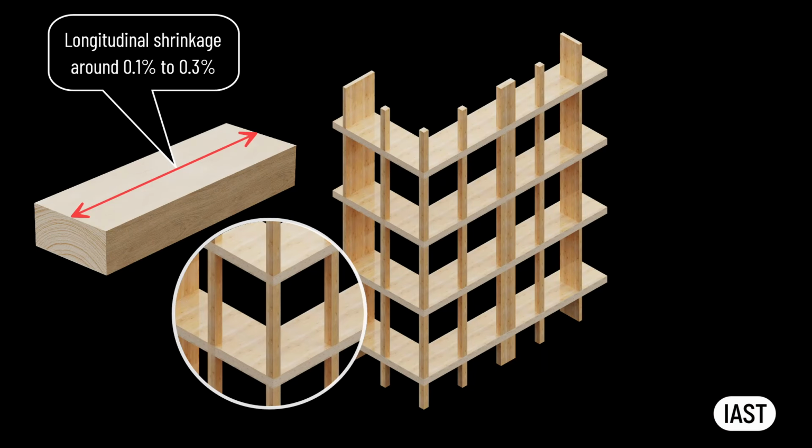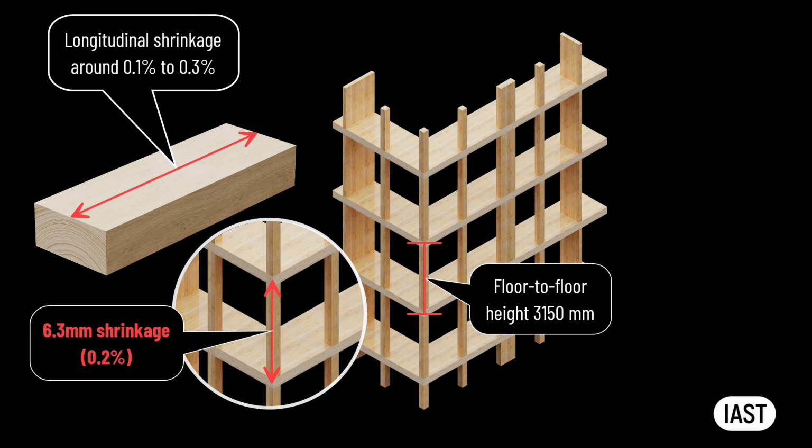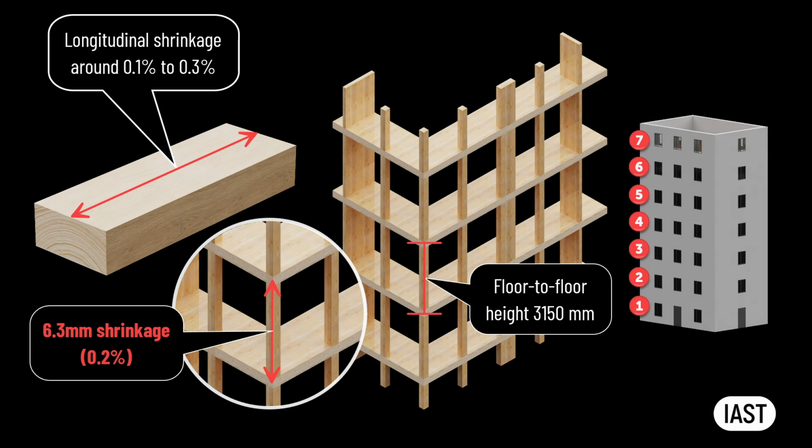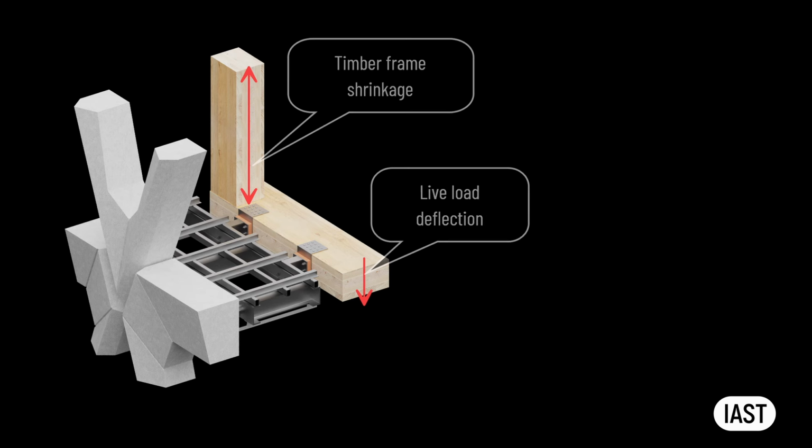For instance, if we assume an average value of 0.2% for buildings with floor-to-floor height of 3 meters and 15 centimeters, this means that the columns are expected to shrink by approximately 6.3 millimeters. Consequently, the entire 7-story structure may shrink by about 44 millimeters over its full height. Shrinkage of glulam columns and higher value of the cross-laminated timber slab deflection under the live load is accommodated via steel brackets of the balcony.